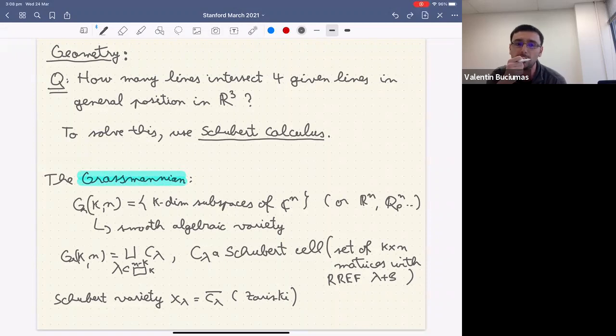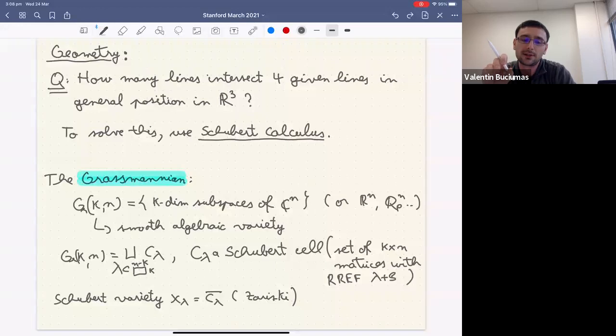To do this, I first have to introduce the Grassmannian. The Grassmannian depends on k and n, which are two positive integers. And the Grassmannian is the space of k-dimensional subspaces of C^n. One may work over other fields like R^n and so on, but usually you want to work over C^n. This is a smooth algebraic variety, and one may partition the Grassmannian into Schubert cells, C_lambda. Here, lambda is a partition that fits inside a k times (n minus k) rectangle.